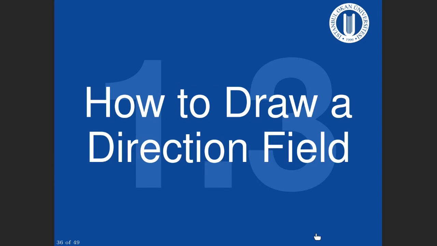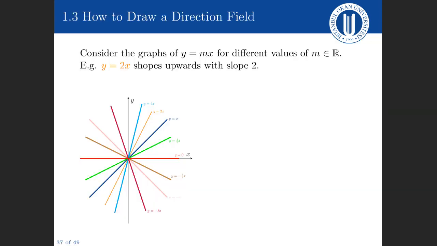Those are three simple examples of where differential equations might come in physics or biology. Section 1.3 is about how to draw a direction field. I've already given you some direction fields, but now I want to explain how we can draw a direction field.